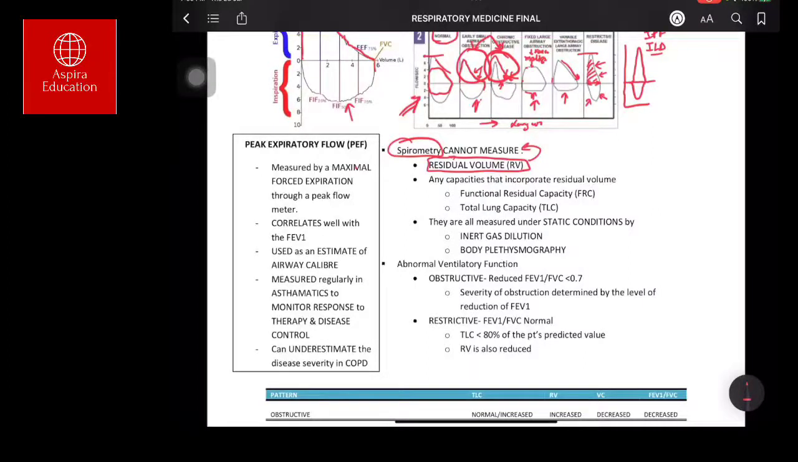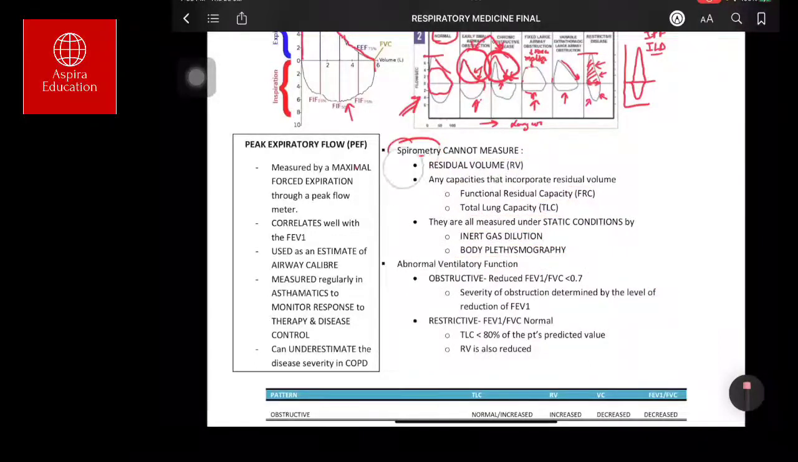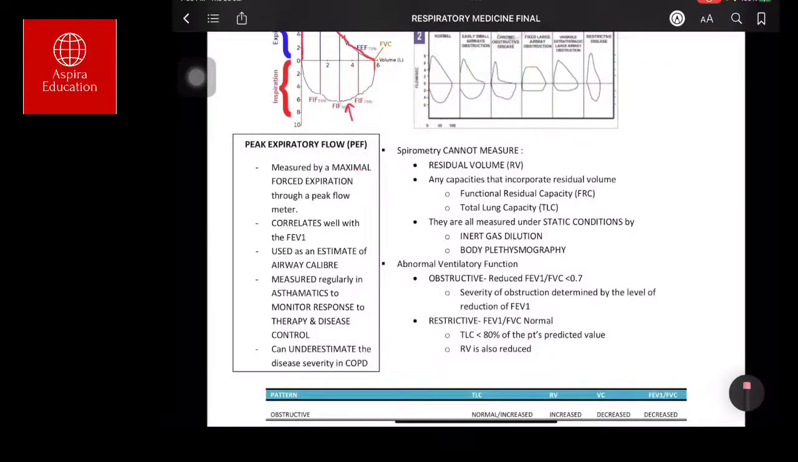Any capacities which involve residual volume, like functional residual capacity and total lung capacity, cannot be measured with spirometry. They are all measured by either inert gas dilution like helium or plethysmography of the body. How does helium help? You measure the amount of helium, you let it go in. Let us say you send in 100 particles, 60 come out. That means 40 have been left inside. So you at least get an indirect measure of the residual volume of the lung.